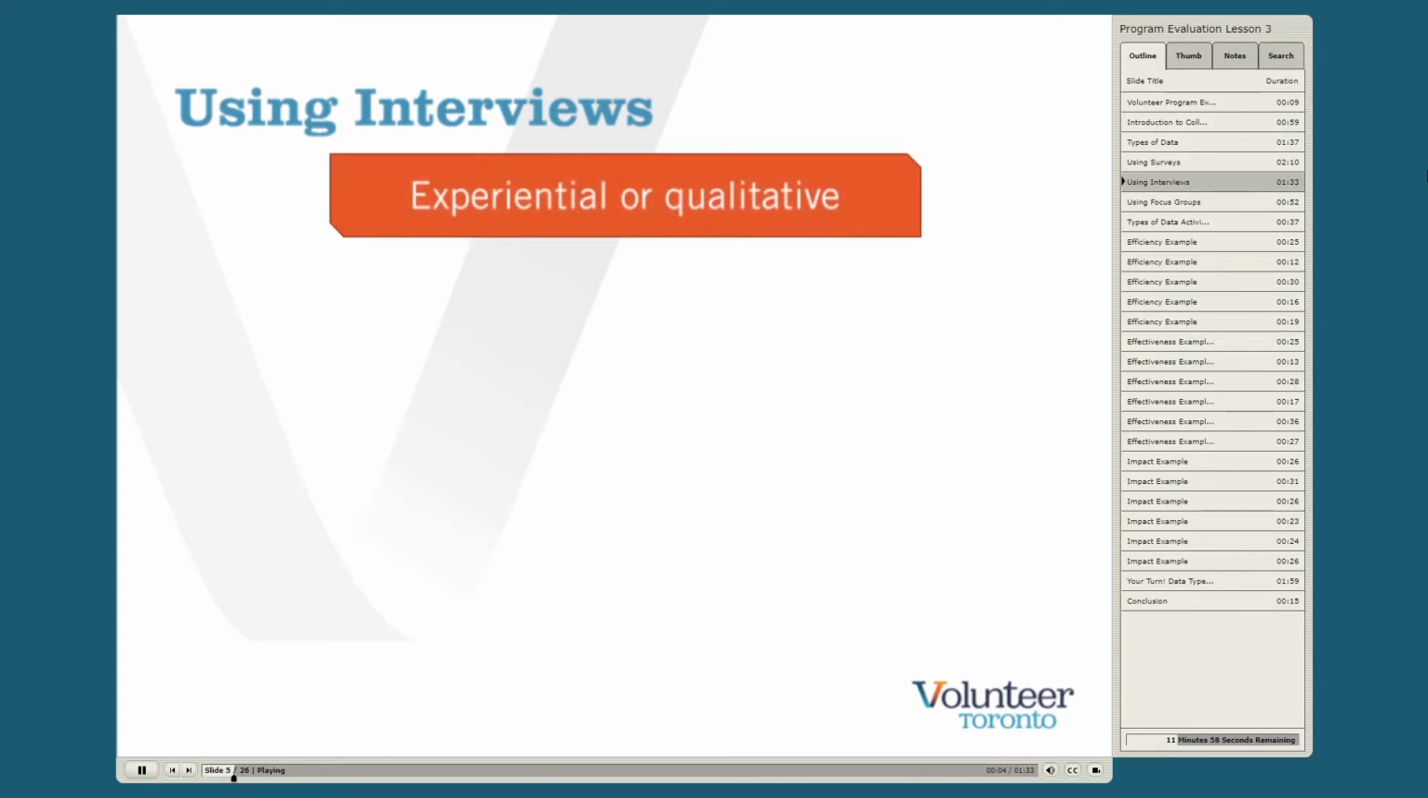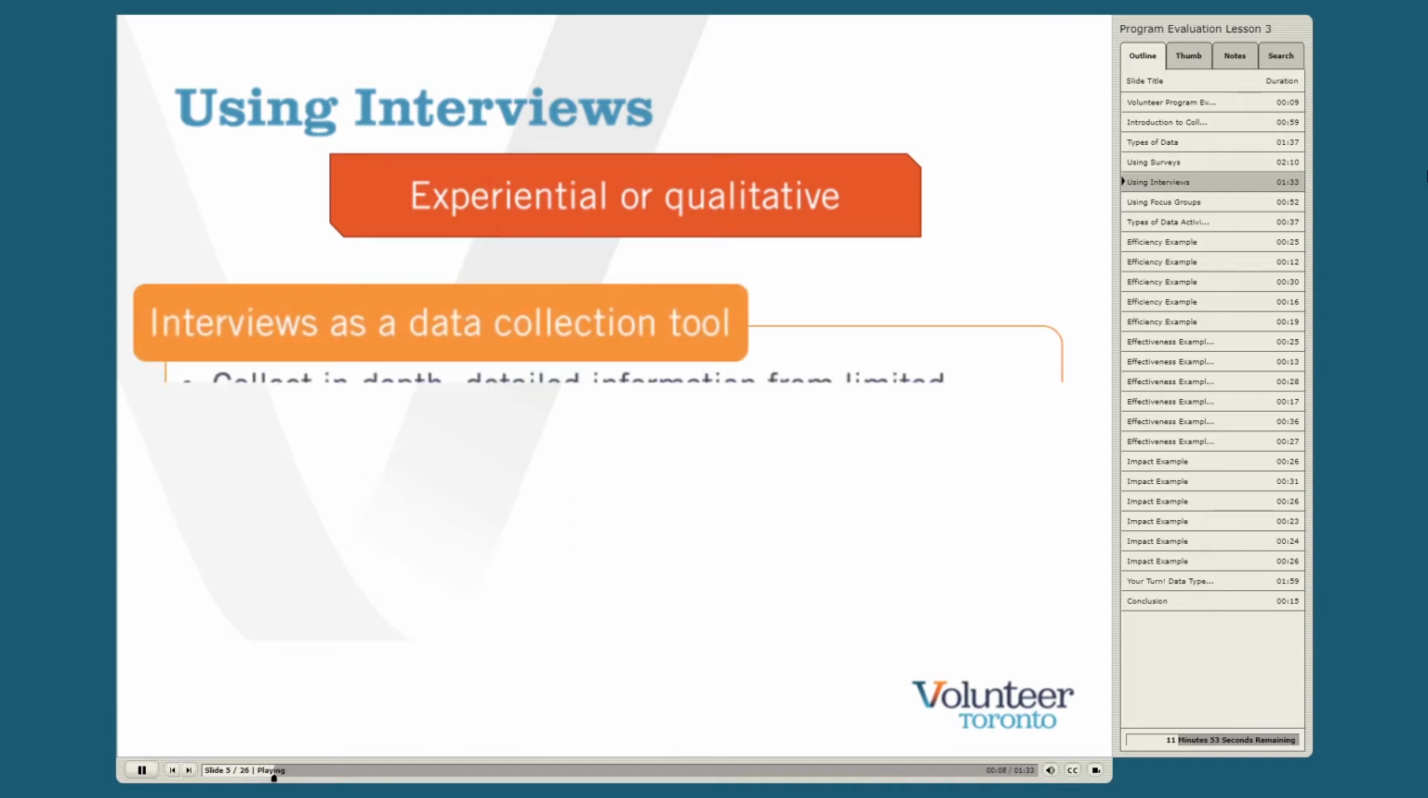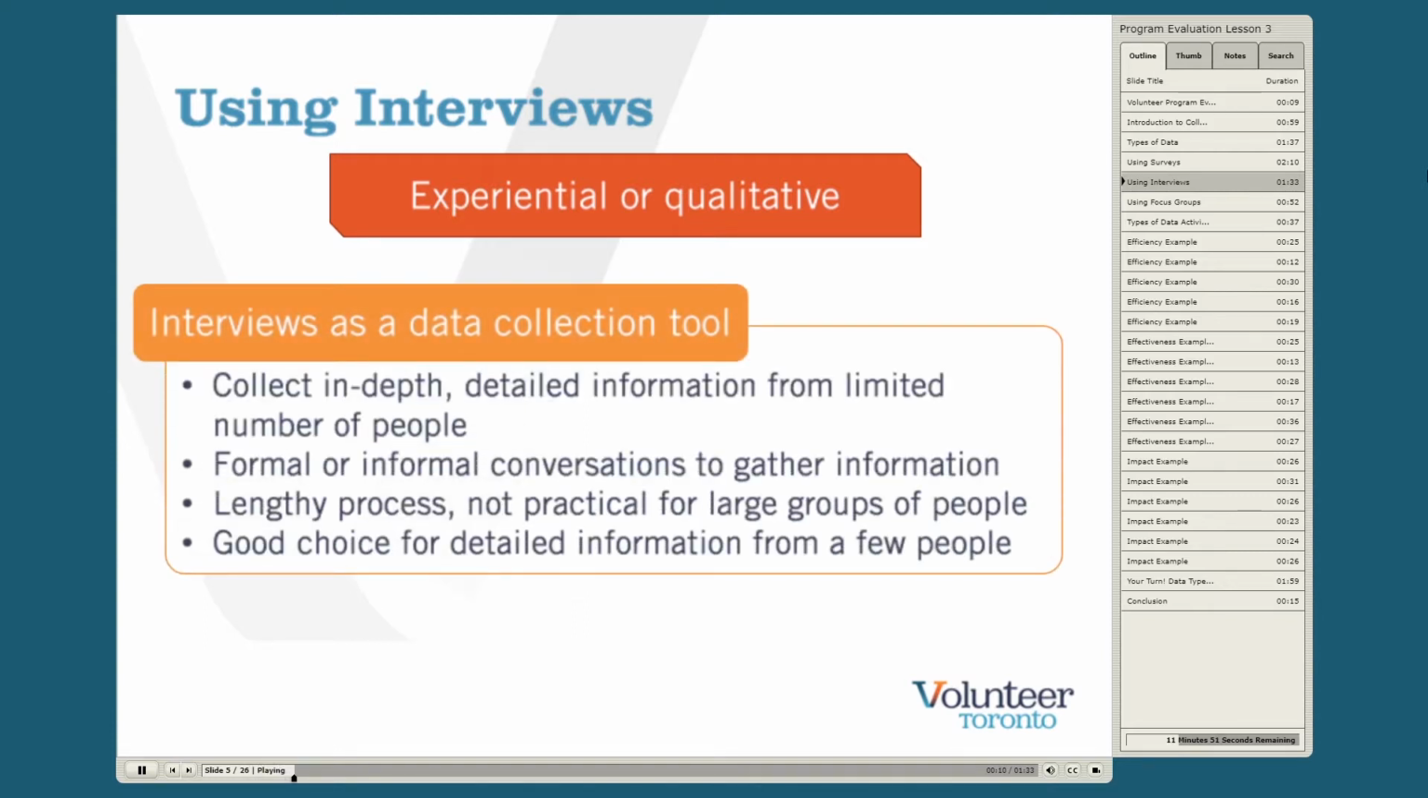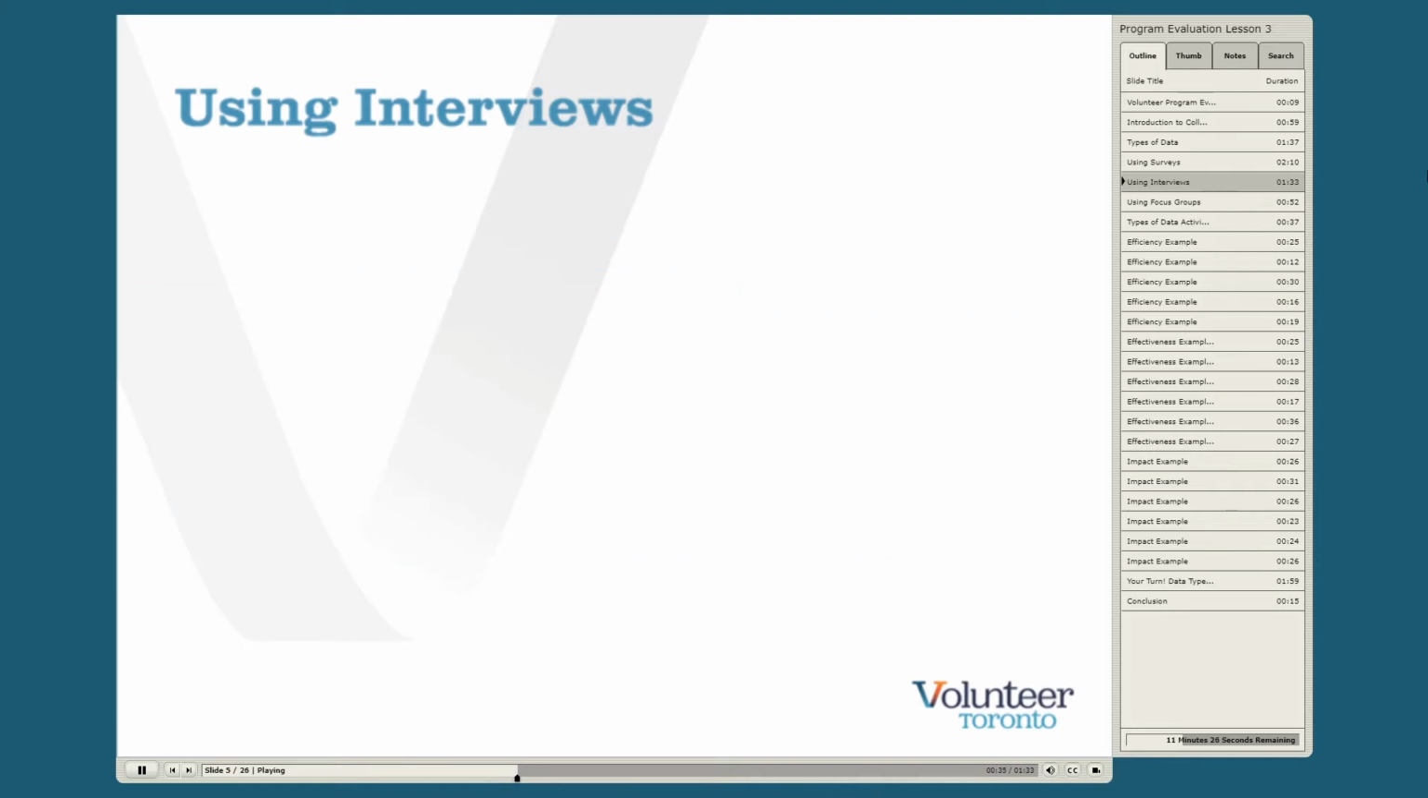Another very useful way to collect primarily experiential or qualitative data is to conduct interviews. Interviews are a great way to collect in-depth, detailed information from a limited number of people. Essentially, they are formal or informal conversations that you can use to gather information. Since the data would be collected from one person at a time, and interviewing can be a lengthy process, it may not be a practical way to get information from a large number of people. However, if you only need data from a few people and want that information to be very detailed, then interviews would be a good choice.